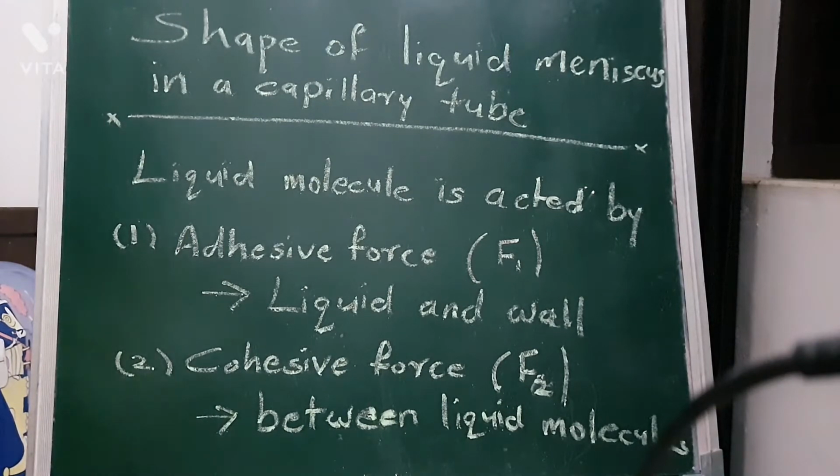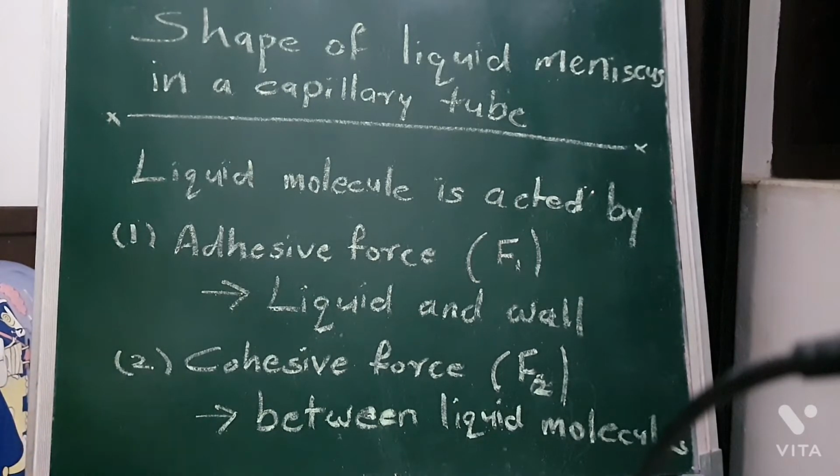When the liquid and the capillary are in contact, there are two forces acting. There is an adhesive force between the liquid and the wall of the capillary. Similarly, there is a cohesive force between the molecules of the liquid. So there are two forces. One is the adhesive force, which we call F1, acting between the liquid and the wall, and the other is the cohesive force acting between the molecules of the liquid. Because of these two forces, the resultant force will decide the shape of the liquid. Now we are going to look at the two forces acting.